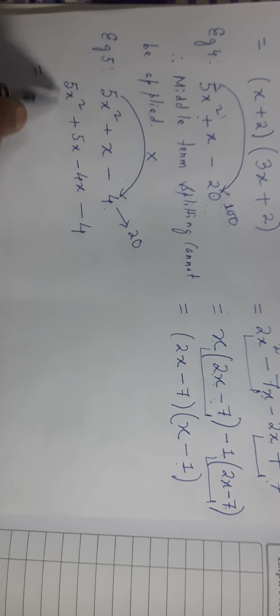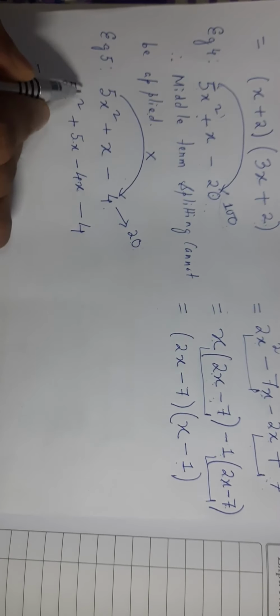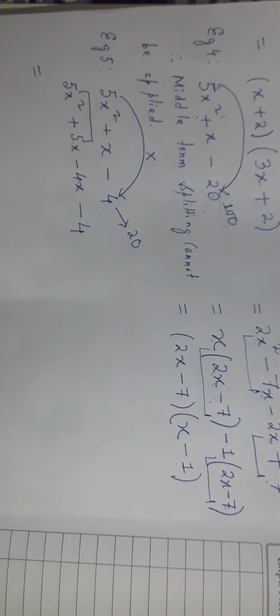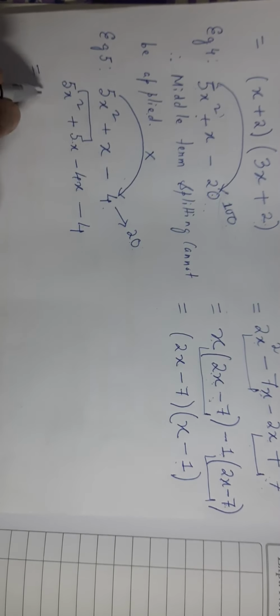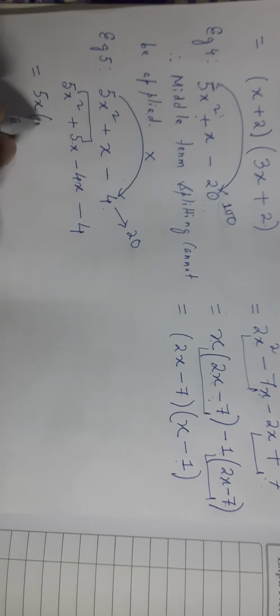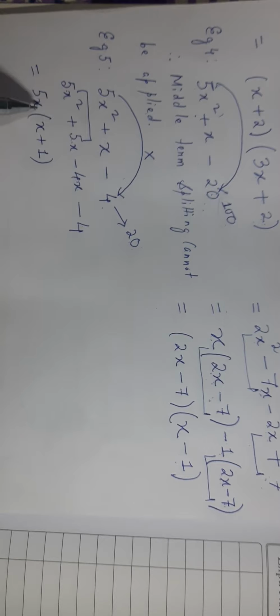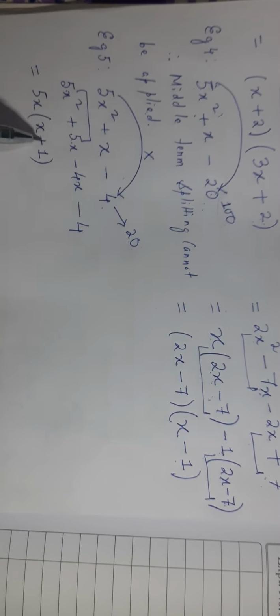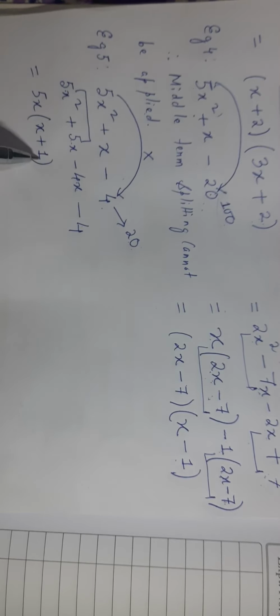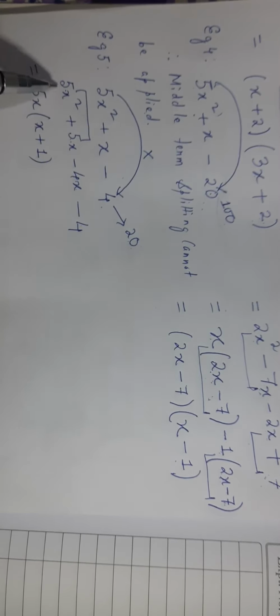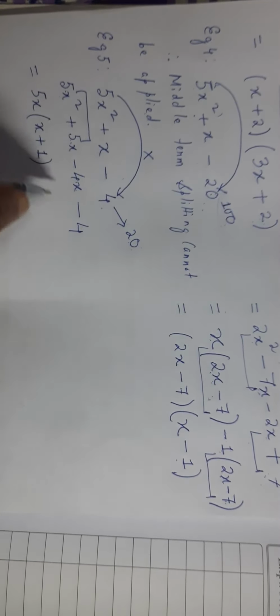Now as usual, from these 4 terms we'll take common. From the first two we get 5x common here, so we can write x plus 1. Since 5x square, we have taken 5x, from the first term we are left with only x, then plus symbol, and then from 5x we are left with 1. So you can see 5x into x is 5x square, plus symbol, then 5x into 1 is 5x.